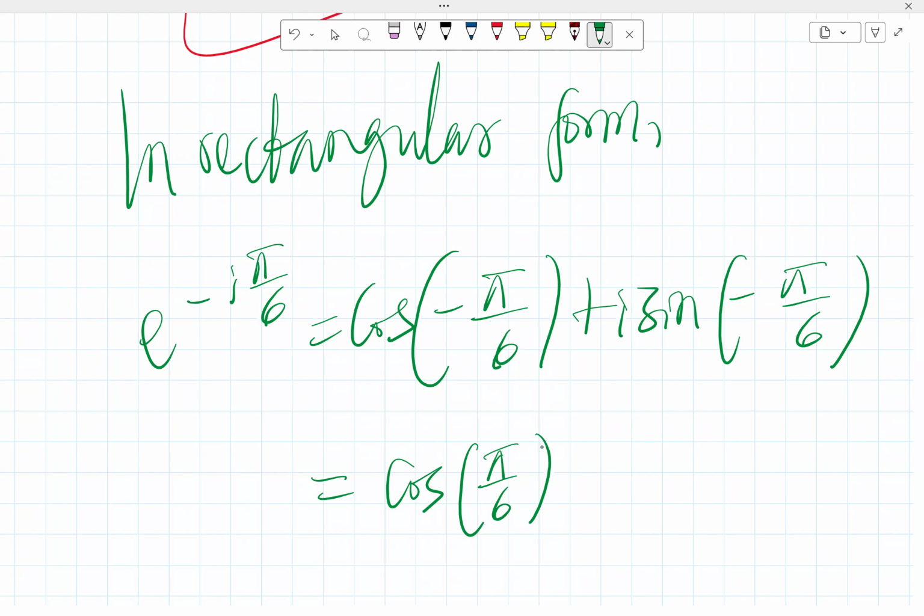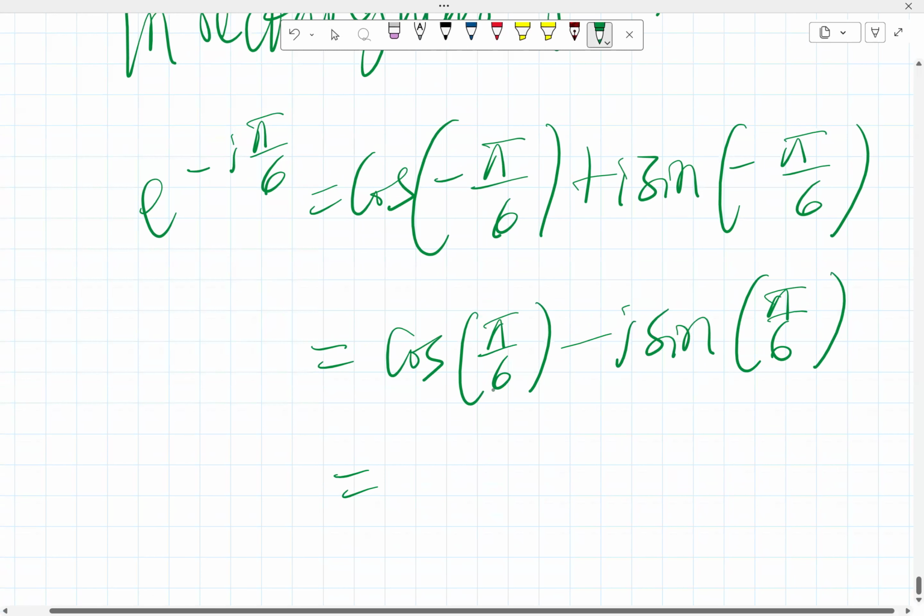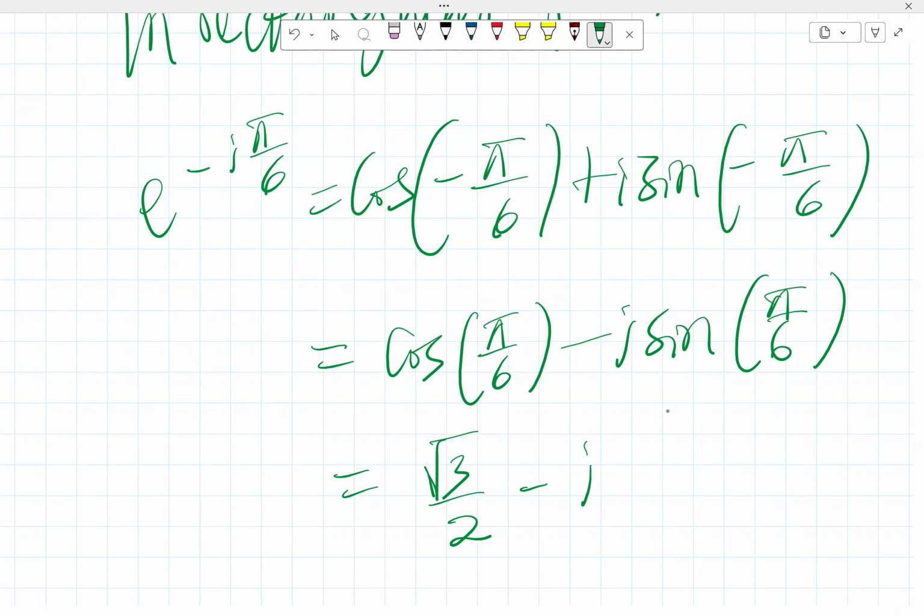Let's deal with that first. Then this is plus here. But sine is an odd function. So sine minus pi over 6 is the same thing as minus sine pi over 6. So because of that, now plus and minus comes in here, and we have i sine pi over 6. So that's the idea of an odd function. The minus comes out, but this one swallows up the minus. So this is now like cos 30, which is root 3 over 2, minus i sine 30, which is 1 over 2 easily.